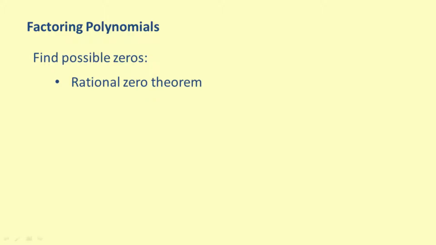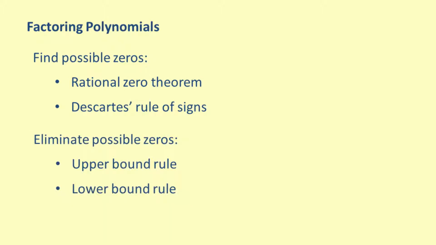In this video, you will learn how to use upper and lower bounds to eliminate possible zeros of polynomial functions. The rational zero theorem gives us possible rational zeros of a polynomial, and Descartes' rule of signs gives us possible combinations of positive and negative real zeros. Additional aids that help eliminate possible zeros are the upper and lower bound rules.